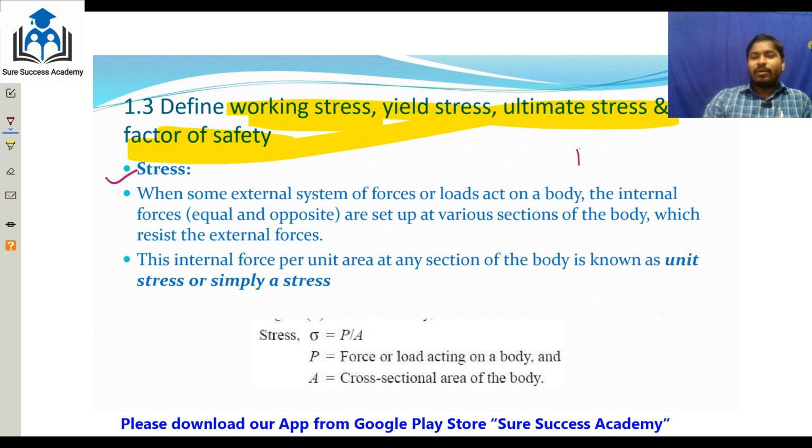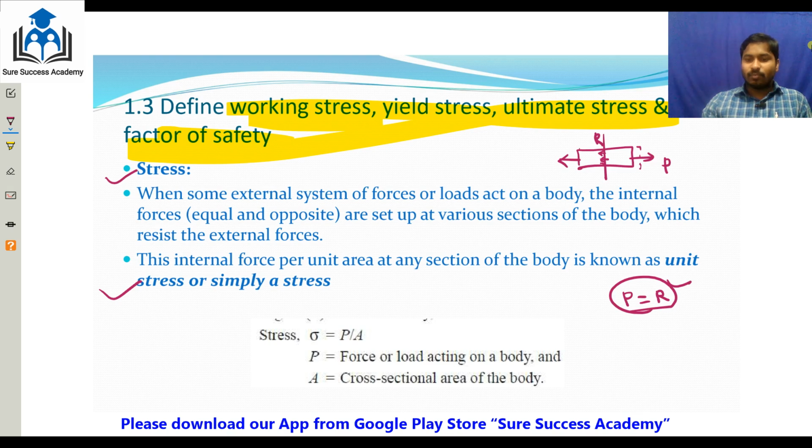So when a body is subjected to a load, it will deform, and at the same time an internal resistance develops inside the body which is equal and opposite and resists the deformation. The resisting force per unit area is called stress, and P is equal to R. So applied load P is equal to internal resistance R, within the elastic limit.